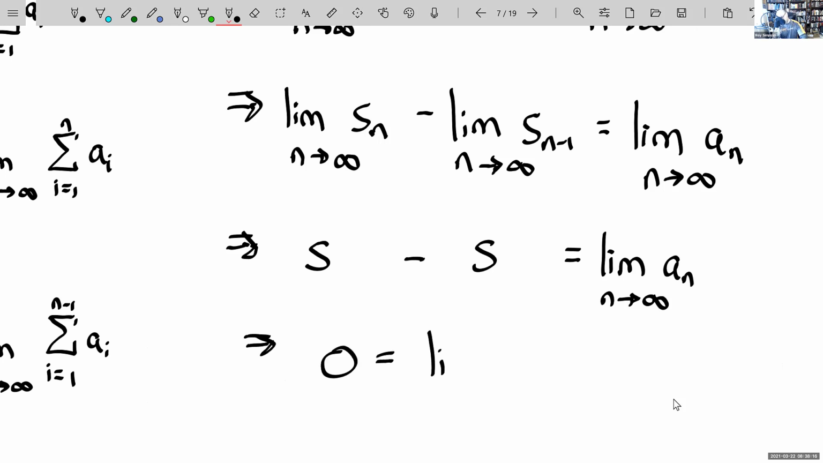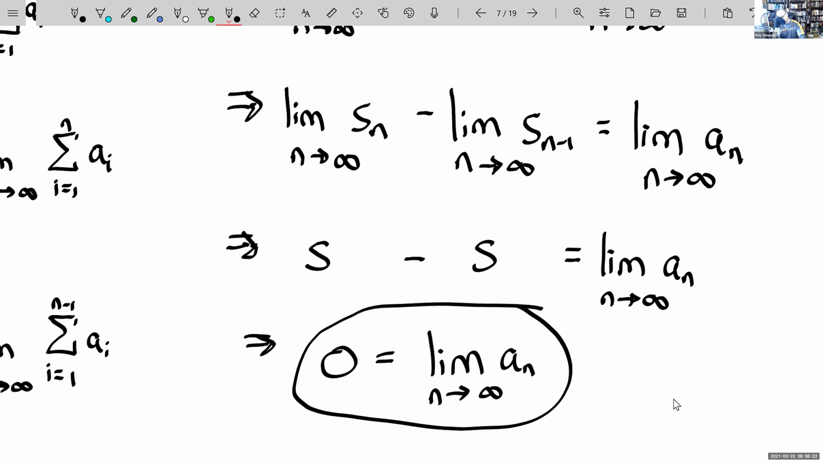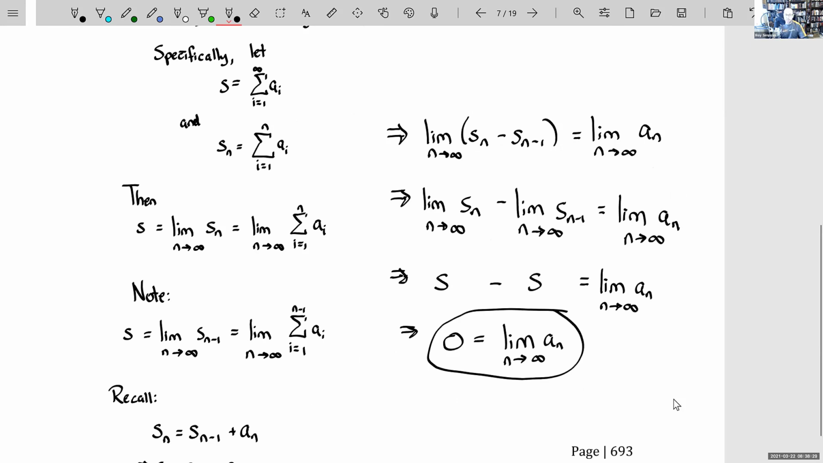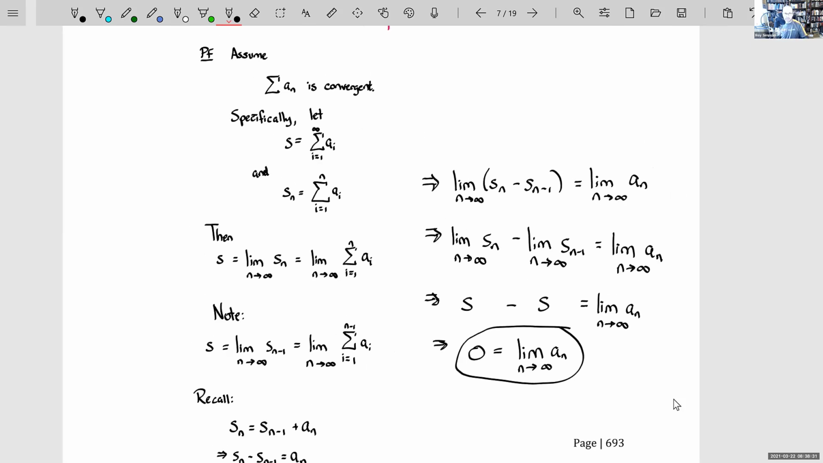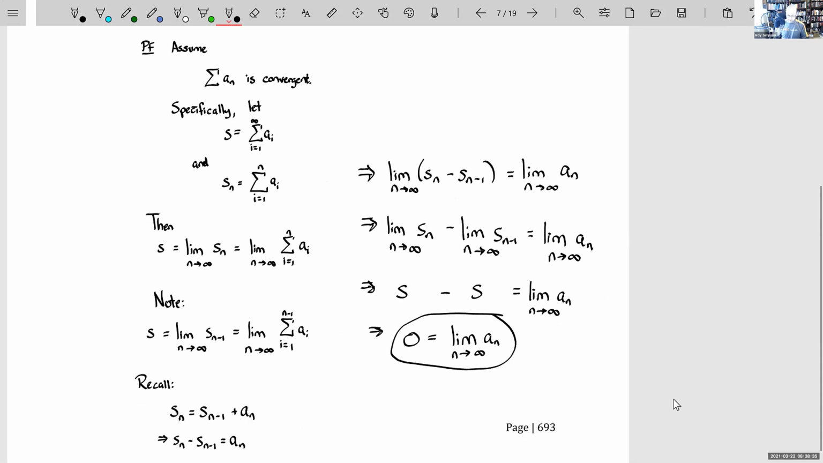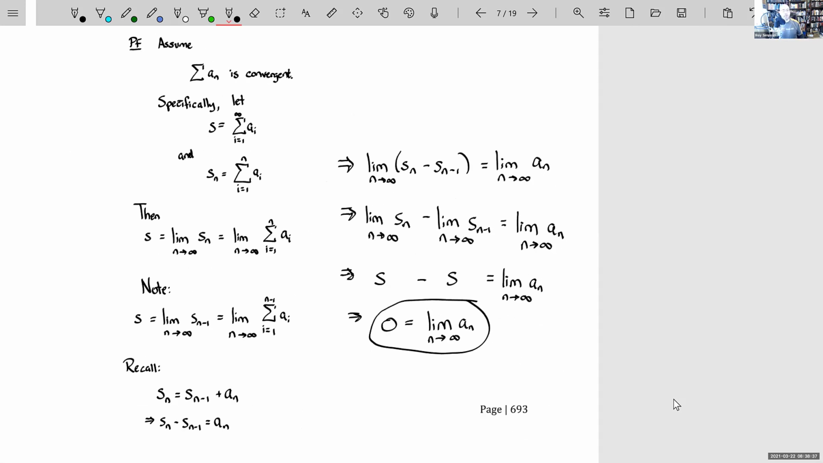With only the assumption that our series converges, we have shown that the limit as n goes to infinity of our sequence must be 0. And that's only assuming that our series converges. There we go, so that's the proof. If your series converges, then the base sequence must tend to 0.